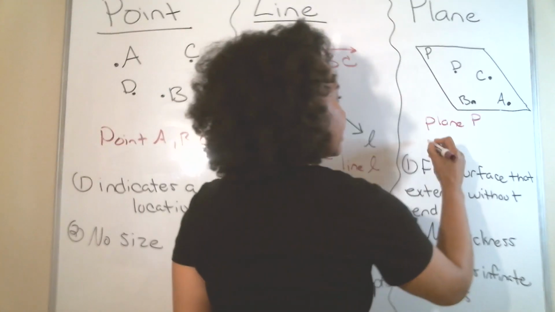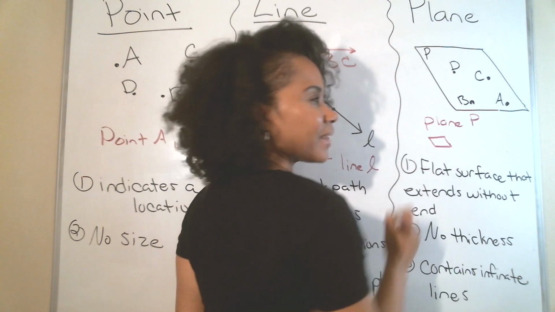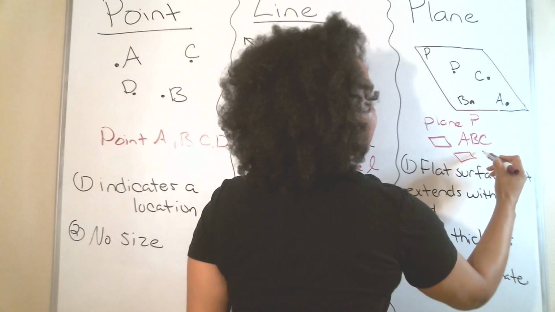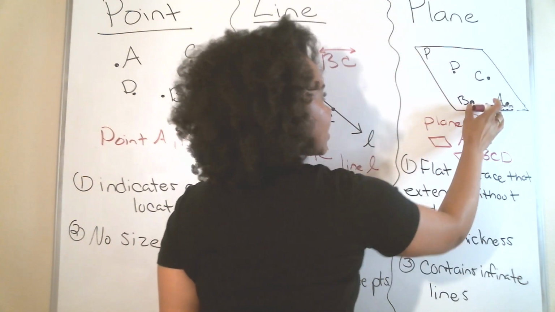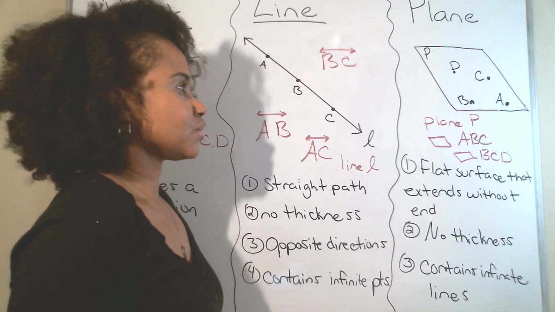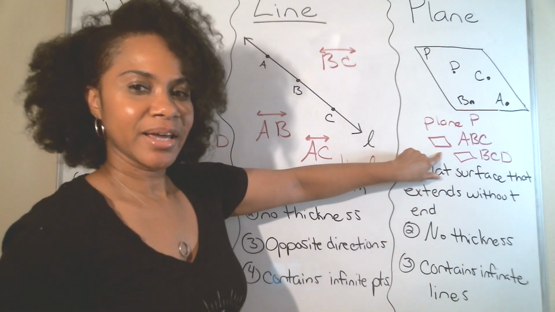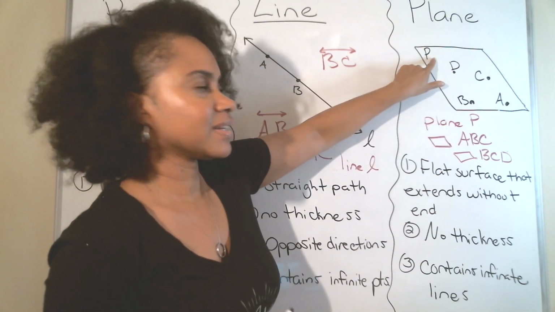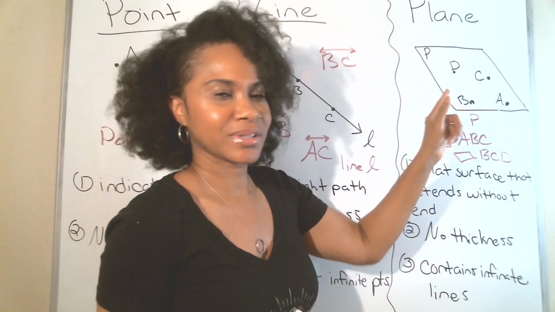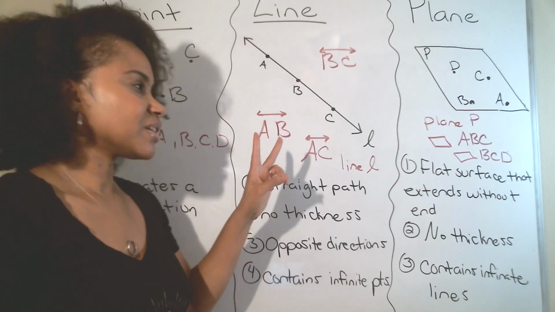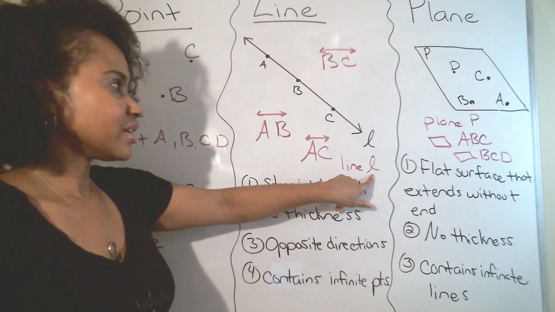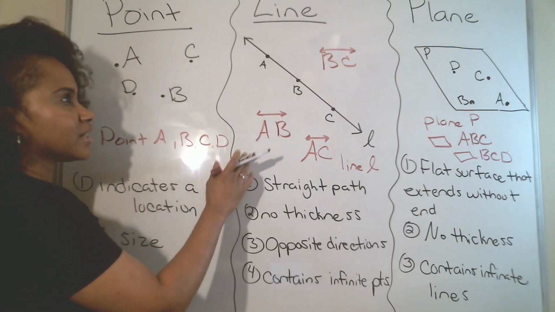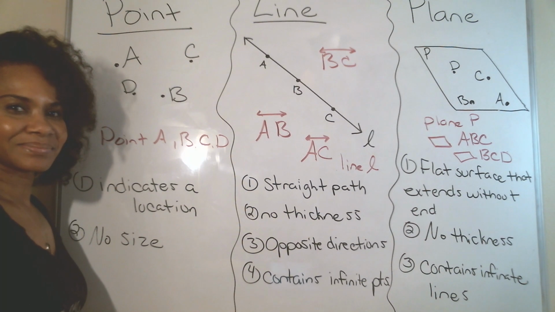I could call this plane ABC, or I could call it plane BCD, as long as I use three letters on that plane. So once again, we use three letters on the plane, or you can label it as the letter that is not a point, so only plane P, because it does not have an actual point next to it. Naming a line takes two letters on that line, or the lowercase letter. And a point is just one uppercase letter. So we've learned how to name a point, a line, and a plane.